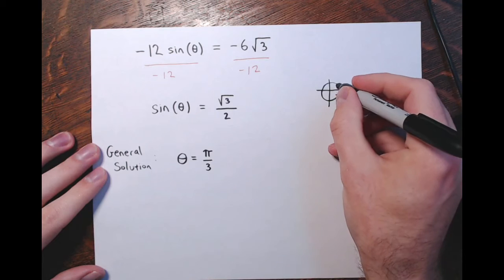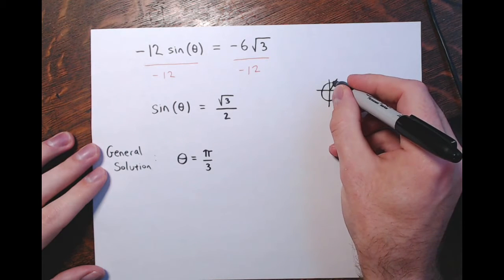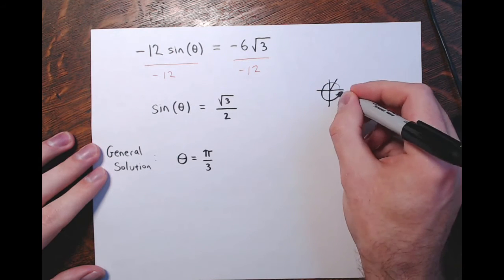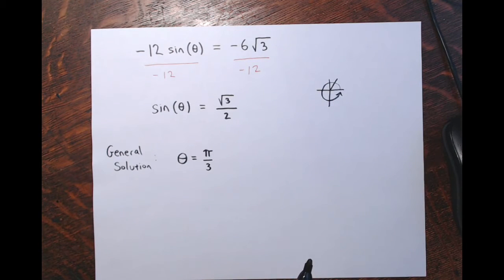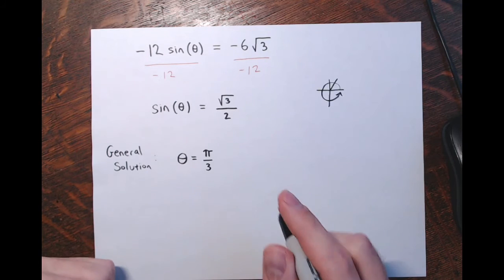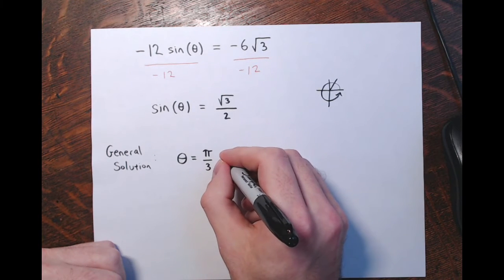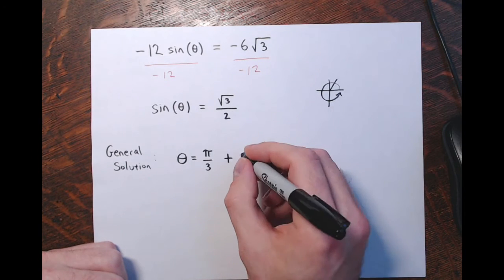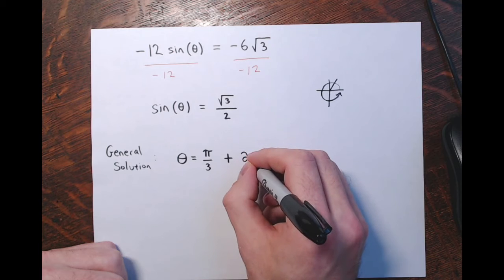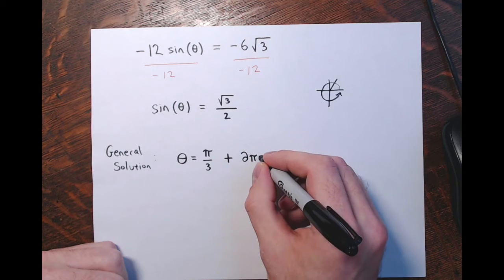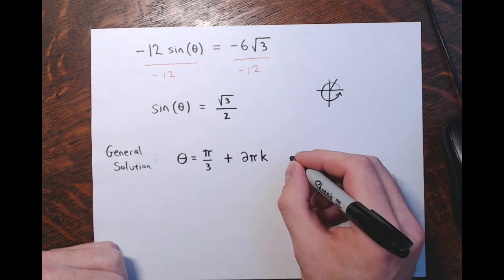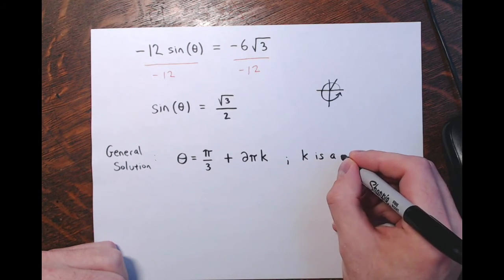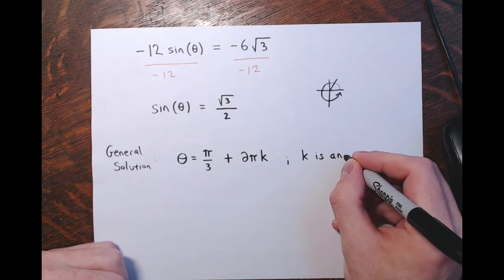So pi over 3 is a good solution to this. Also though, if we go to pi over 3, if you add 2 pi, subtract 2 pi, add 4 pi, 6 pi, you end up at the same position. You get a coterminal angle. So to describe all the infinitely many solutions that are coterminal with pi over 3, I just add any multiple of 2 pi. So plus 2 pi times k, where k is an integer, right? 0, 1, 2, 3, negative 1, negative 2, negative 3, etc.